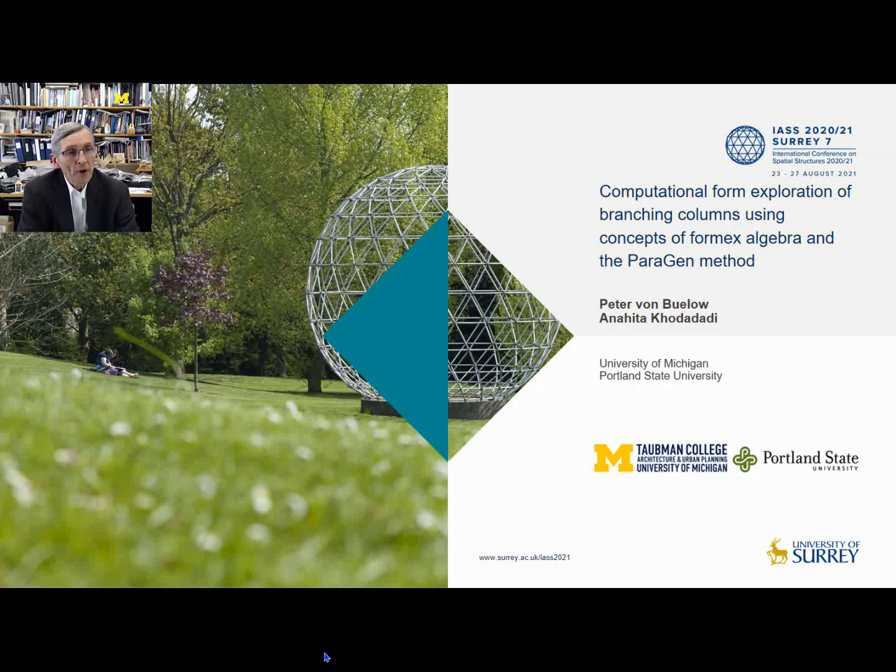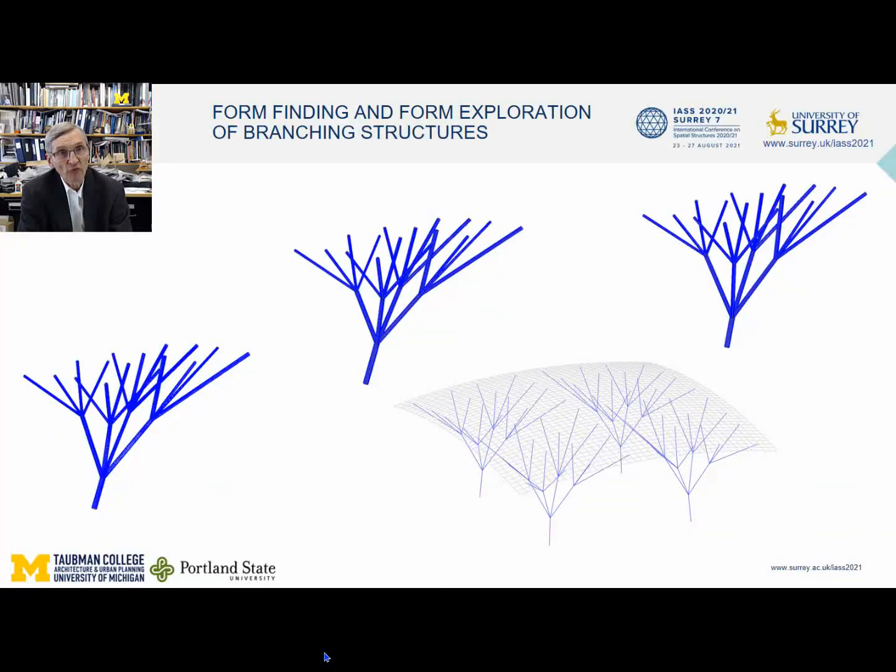Hello, this is a project that Anahita Khodadadi and I did utilizing Formian and formex algebra together with the ParaGen method to explore structural forms of branching columns. And we looked at these branching columns supporting a grid shell. The columns had different height members branching at different positions, and also the spacing on the shell varied. And then they were all optimized for the weight and the pipe size.